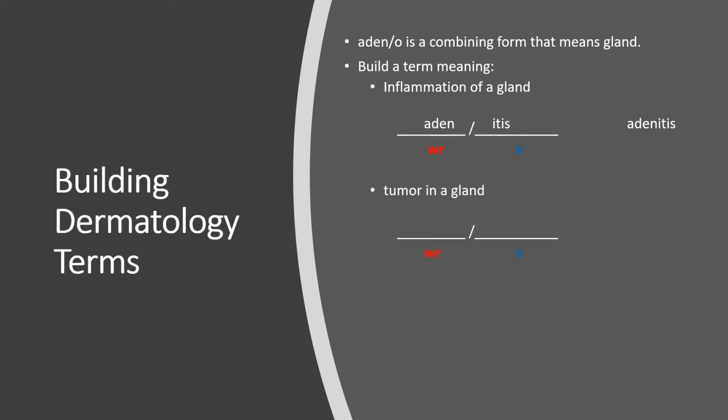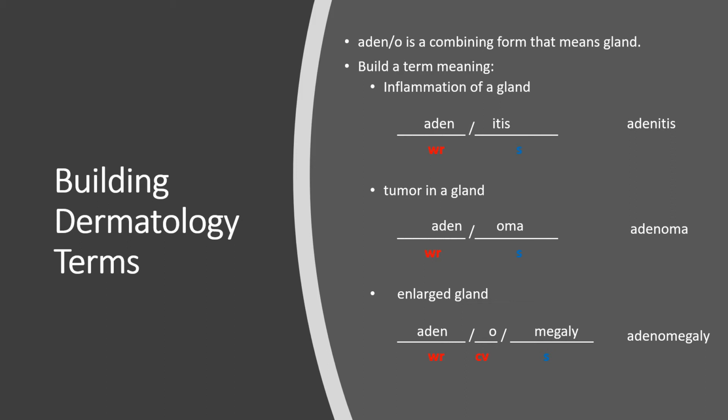Adenitis. A tumor in a gland. You have the root word, now you need a suffix that means tumor. Adenoma. Enlarged gland. You have the root word and the combining vowel, now you need a suffix that means enlarged. Adenomegaly. You see how you do that?